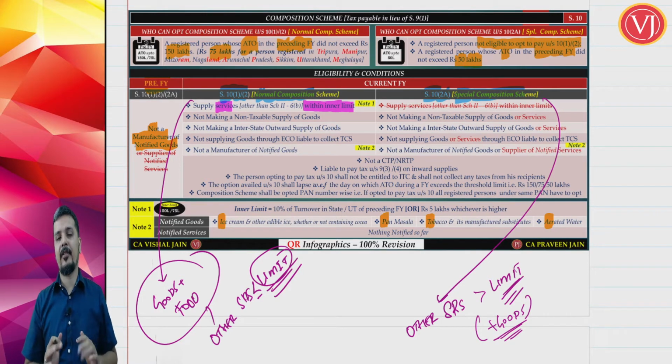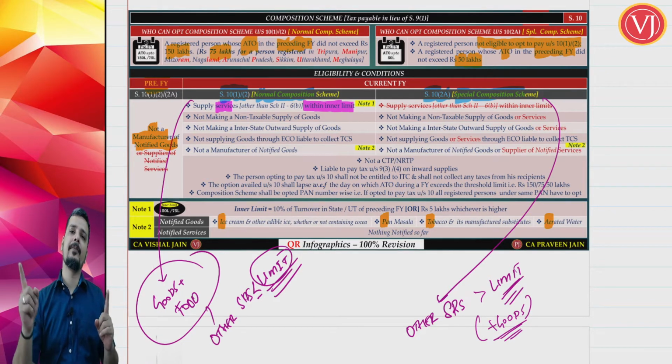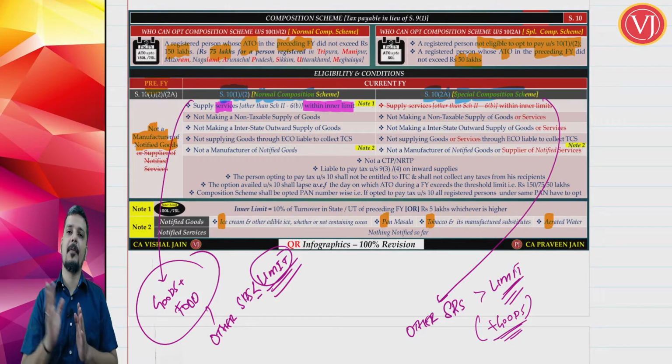All the other conditions that you have to see are of the current year, that you have to remember. So what are the conditions that you have to see for the previous year? Only two conditions. One is the threshold limit, which is 150 lakhs; 75 lakhs for the normal composition scheme and 50 lakhs for the special composition scheme, irrespective of the states.